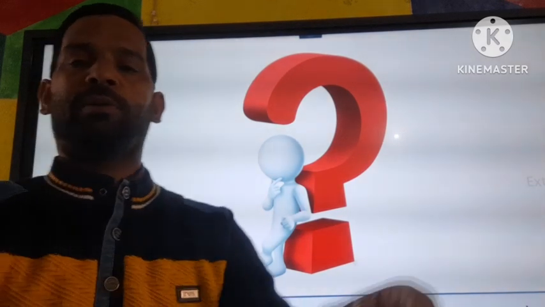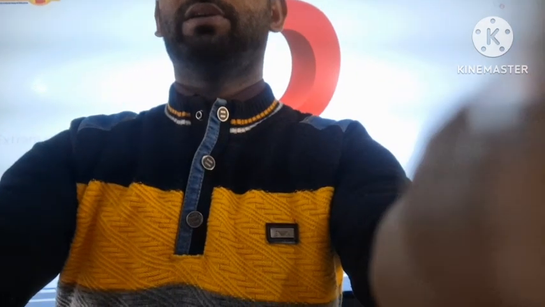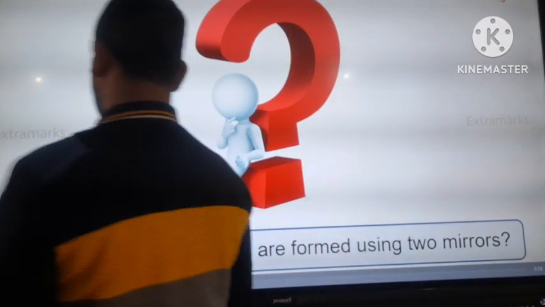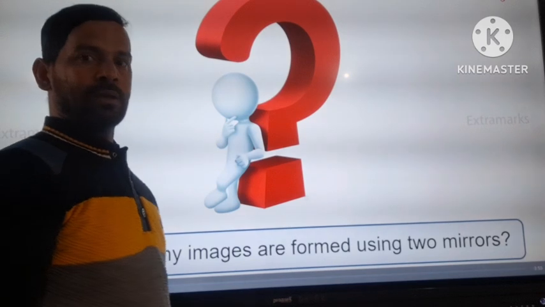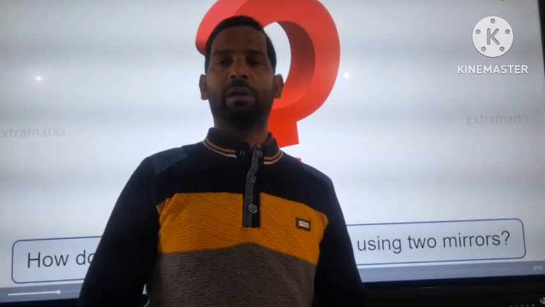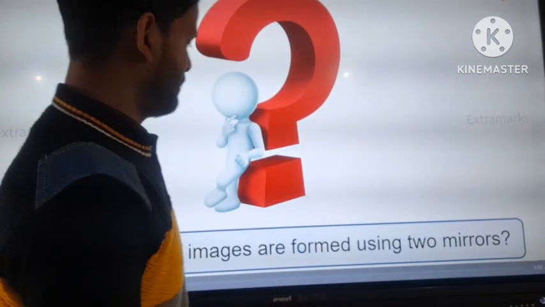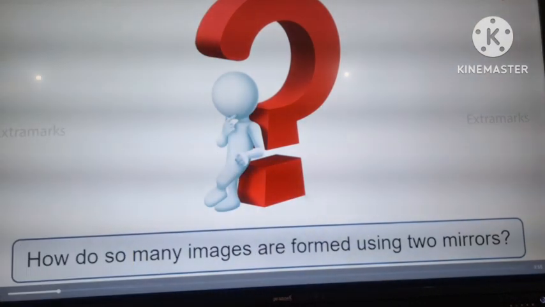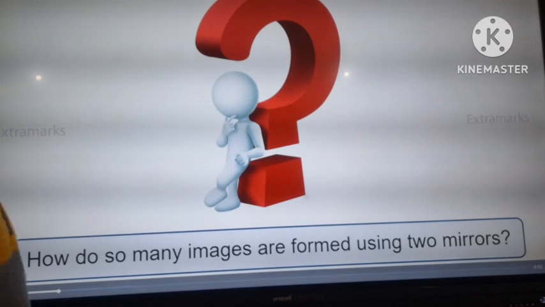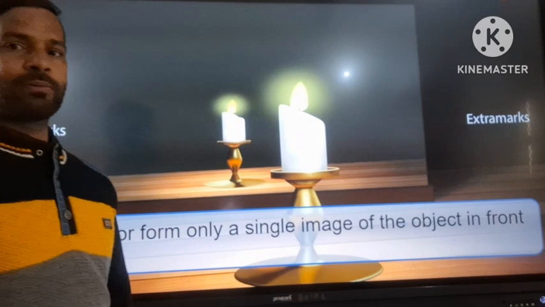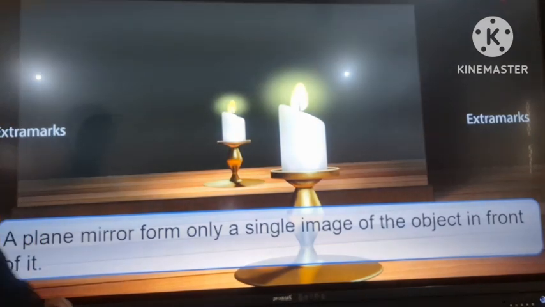Class, today we will learn about the images formed by different mirrors. How may different mirrors form images, or different forms of images? A mirror can form multiple images. How can multiple images be formed? How are so many images formed using two mirrors? By using two mirrors, a number of images get formed. Let's have a look at that picture.